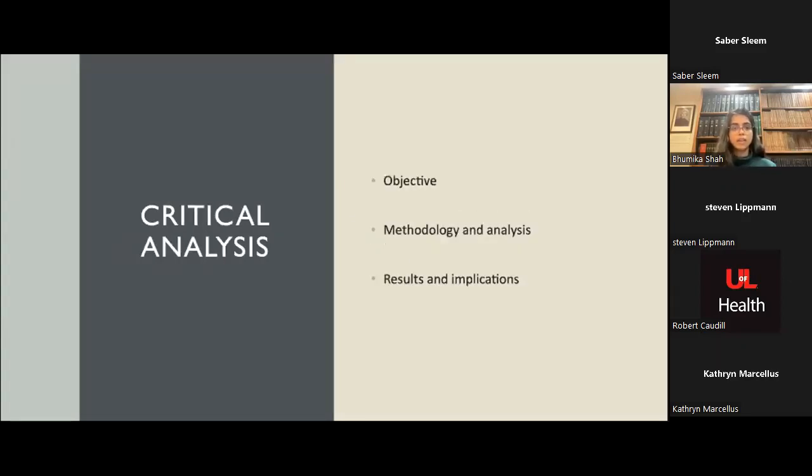This is my critical analysis of this article as a whole. Based on the objective, I think it was really clinically relevant. It asks a clear, focused question. The outcomes were examined quantitatively and qualitatively from pre-intervention to post-intervention and follow-up, and it identifies a gap in the literature. For the methodology and analysis, it uses a standardized framework and standardized scales.